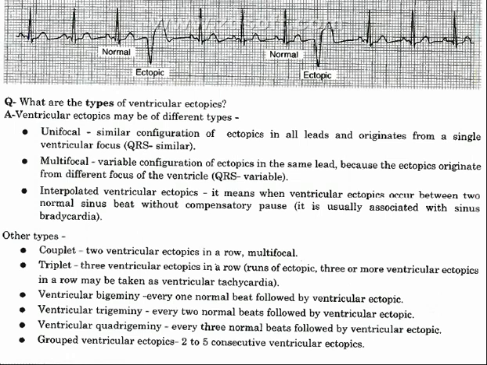Ventricular bigeminy: every one normal beat followed by a ventricular ectopic. Ventricular trigeminy: every two normal beats followed by a ventricular ectopic. Ventricular quadrigeminy: every three normal beats followed by a ventricular ectopic. Grouped ventricular ectopics: 2 to 5 consecutive ventricular ectopics.